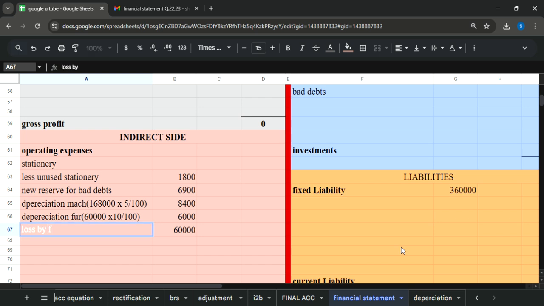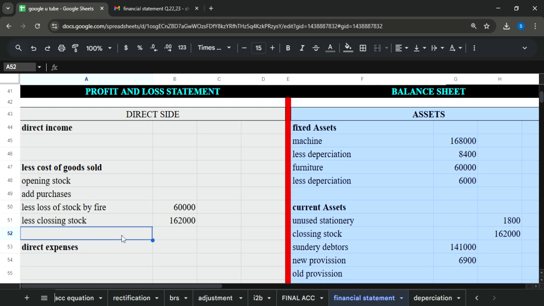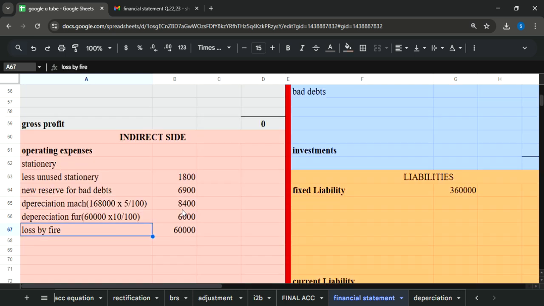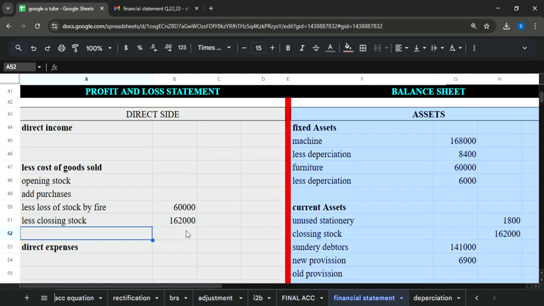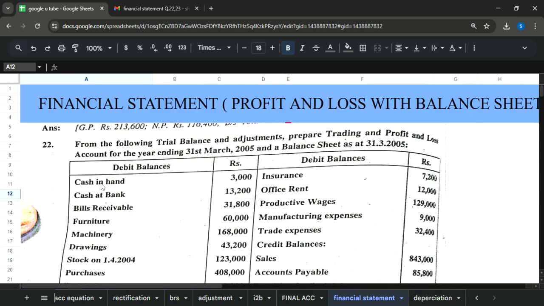Loss by fire. Okay guys, so after that we need dual effects. I am going to show it. One, you have subtracted from purchase. Secondly, you have written it on the indirect side. This way all 5 adjustments are completed. We are now ready to put step by step each element of this trial balance into our financial statement.